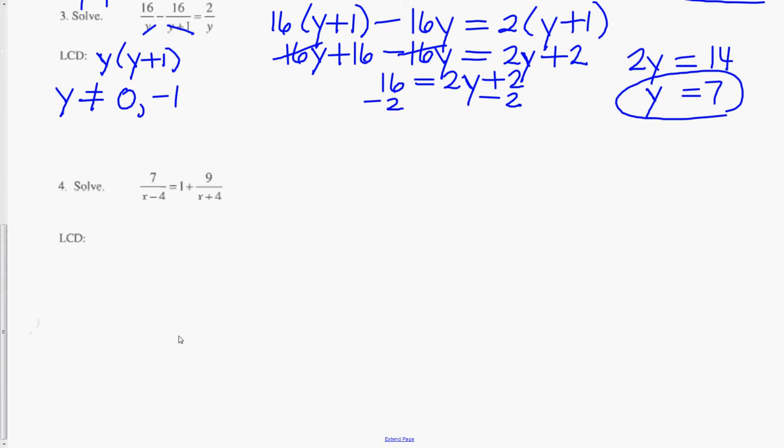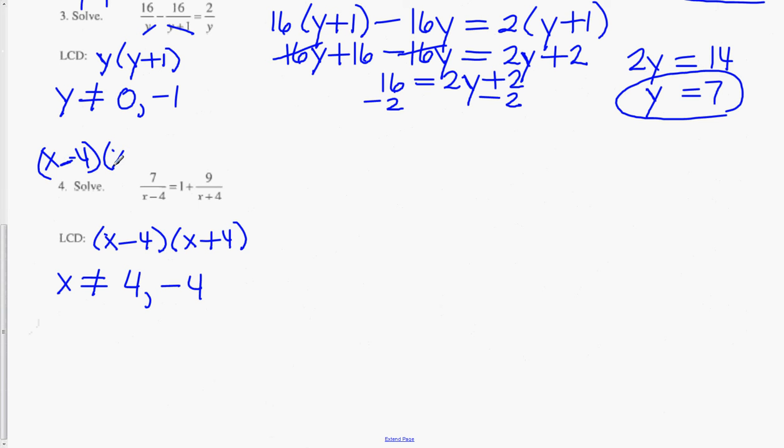Okay, let's look at this one at the bottom of the page. I have an x minus 4 in one fraction and x plus 4 in the other. So that leads me to believe that my LCD's got to be each one of those. And on this one, my two numbers that I've got to stay away from, if I have a 4 in that first fraction, that would be bad. If I have a negative 4 in the second fraction. Okay, so I'm multiplying times x minus 4, x plus 4.